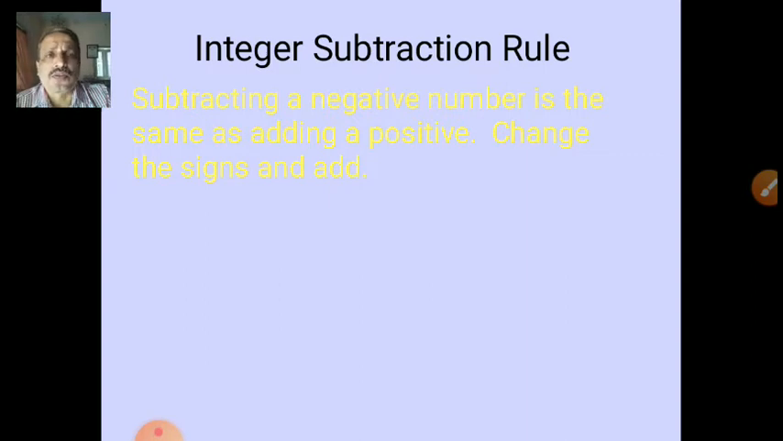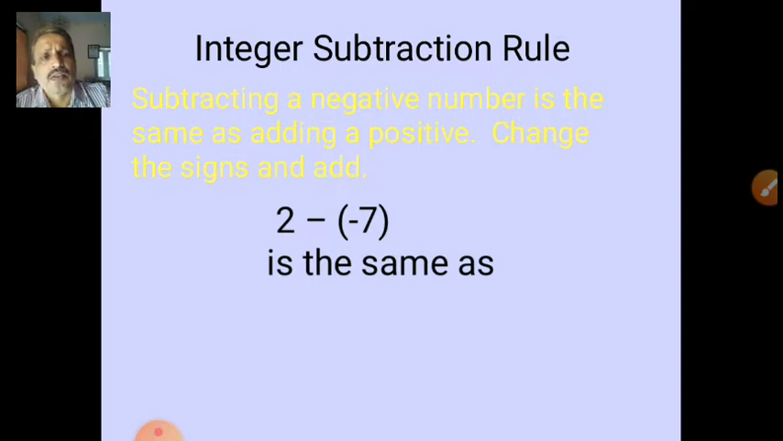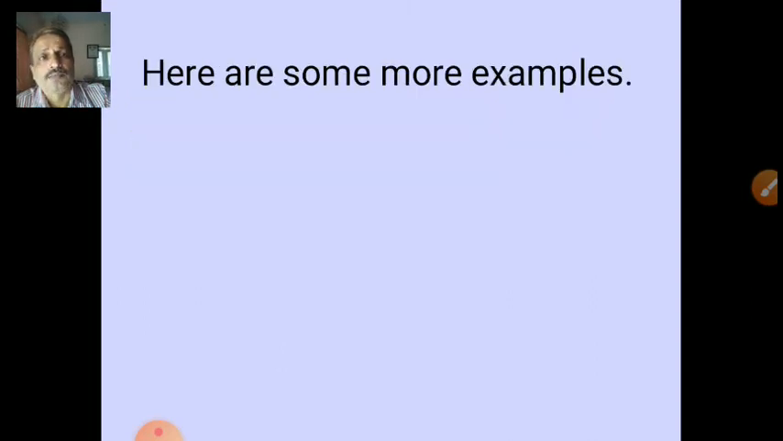Integer subtraction rule. Subtracting a negative number is the same as adding a positive. Change the sign and add. 2 minus minus 7. Simple, minus minus plus is the same as 2 plus 7. Yes, the answer is 9. How? See, minus 8, 12 plus 8, 20.